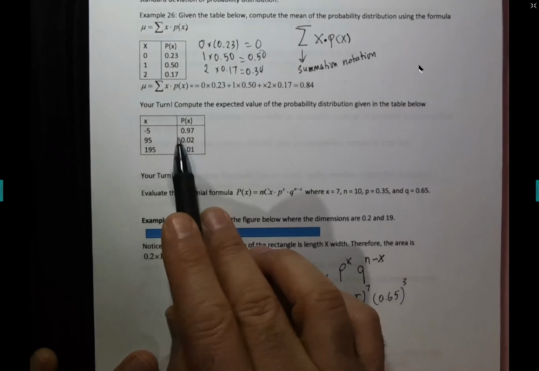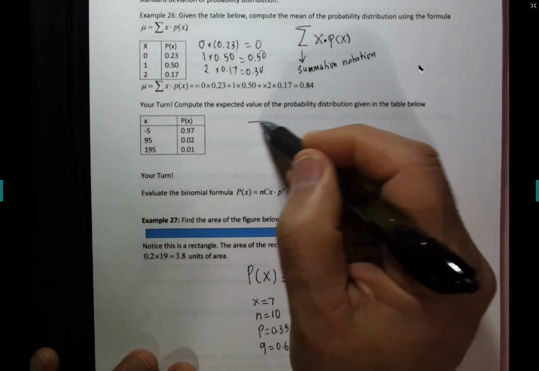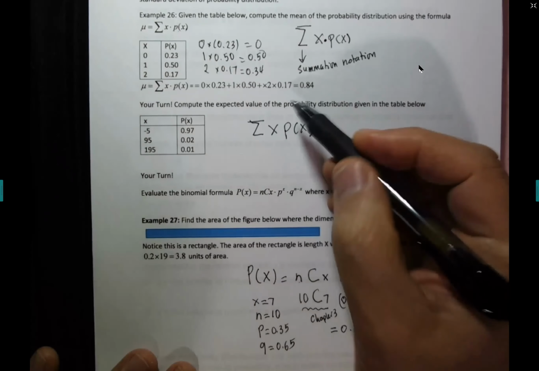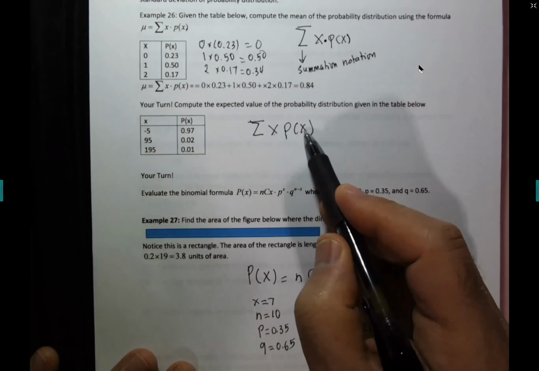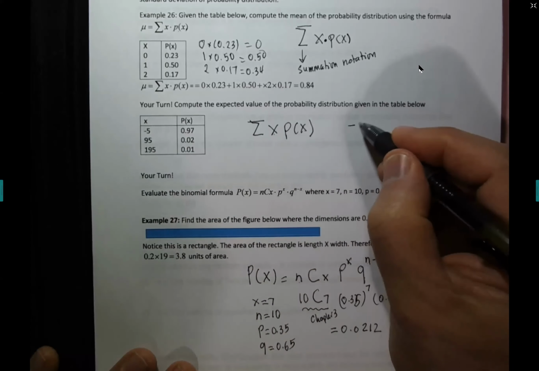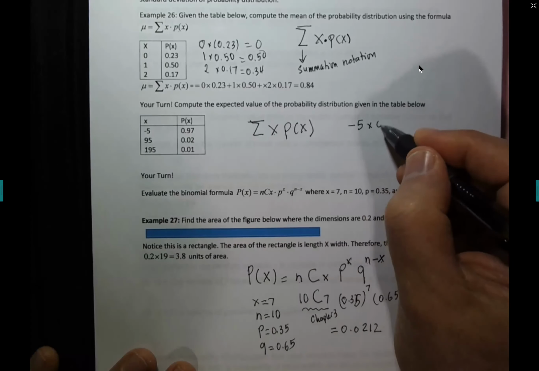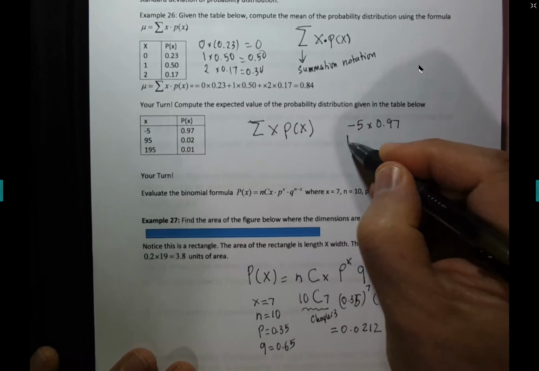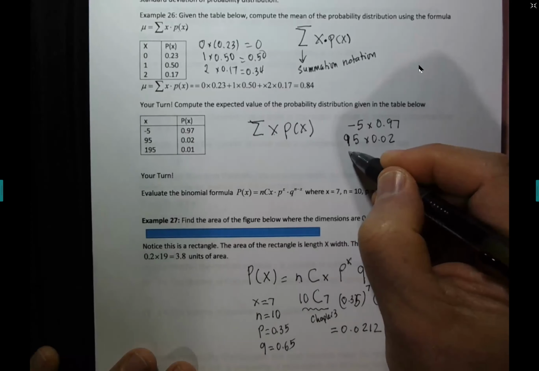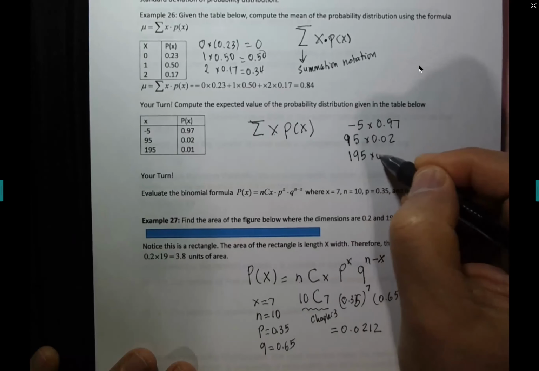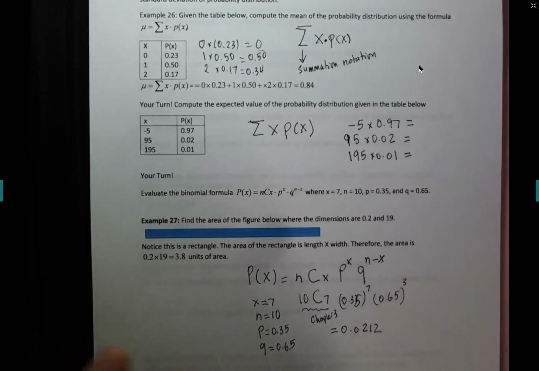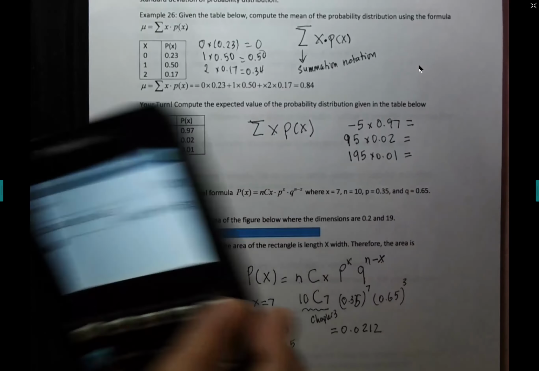Another one, guys, is asking us here to do the sum of x times p(x). And what you do is the x times p(x)'s first. There are 3 of them, and then you add them up. So for the first one, guys, if you can help me out, -5 times 0.97. The second one is 95 times 0.02. And the last one is 195 times 0.01. If I were you guys, I would do the multiplication and then add them. Okay, let's do that.